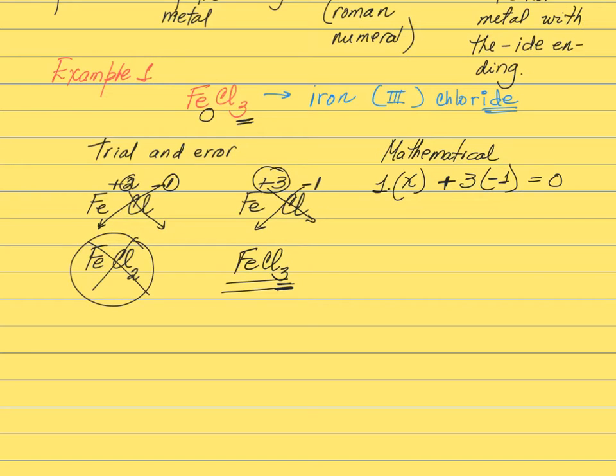because when they combine, they form a neutral compound and more stable. So you have to solve that. X minus 3 is equal to 0. Solving for x, you cancel that. So the oxidation number of iron is positive 3. And this one works for every problem.